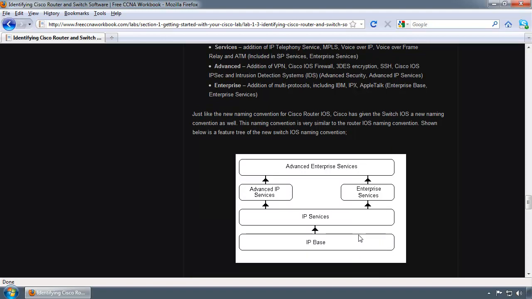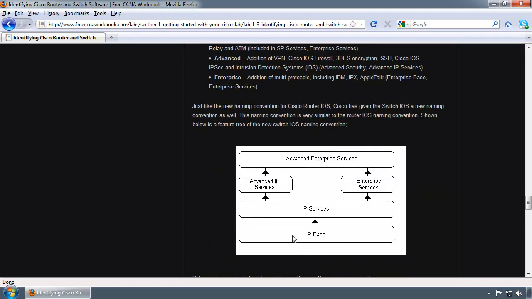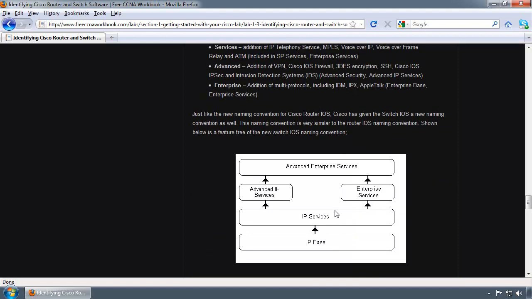From IP base, you move up to IP services, very similar to the tree I have here. IP services includes all the features that are in IP base, as well as the newer additional features in IP services. IP services include routing functionality. Now you have the ability for layer 3 functionality if you're using a multi-layer switch. IP services are commonly only found on multi-layer switches.